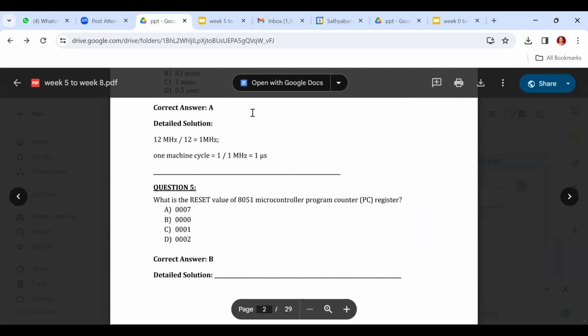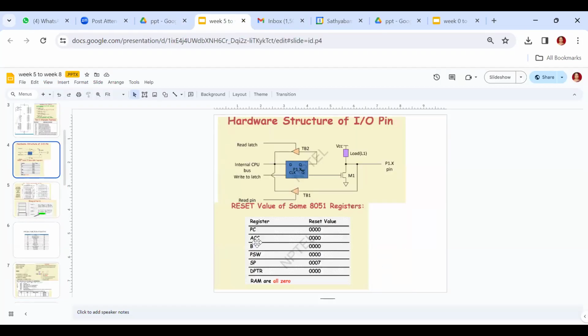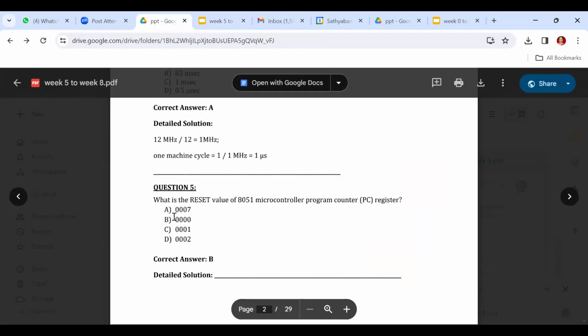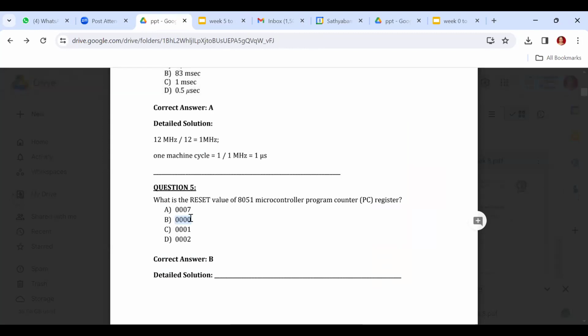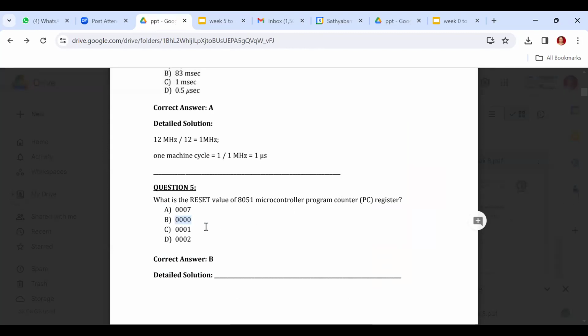So study the week 5 to week 8 PPT, then come for the solution. What is the reset value of the 8051 microcontroller program counter register? The reset value I also listed here. What is the reset value of the program counter? PC means program counter, 0000.